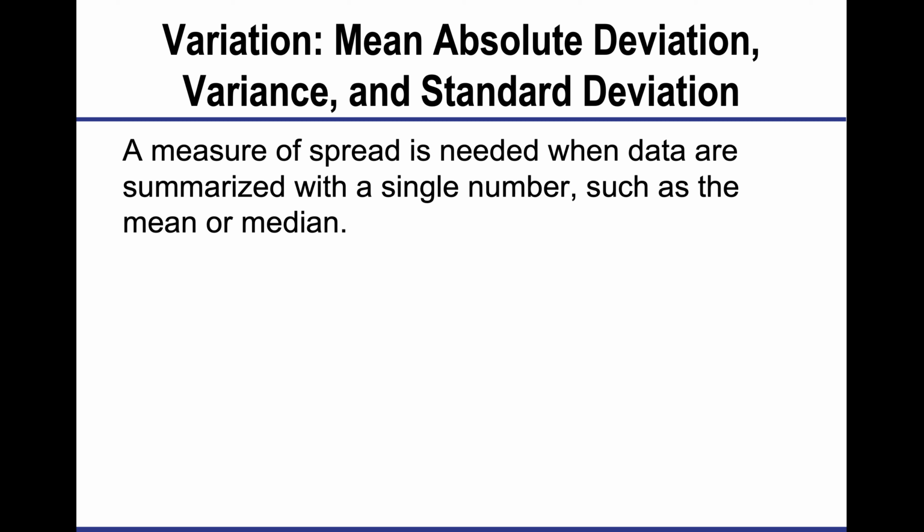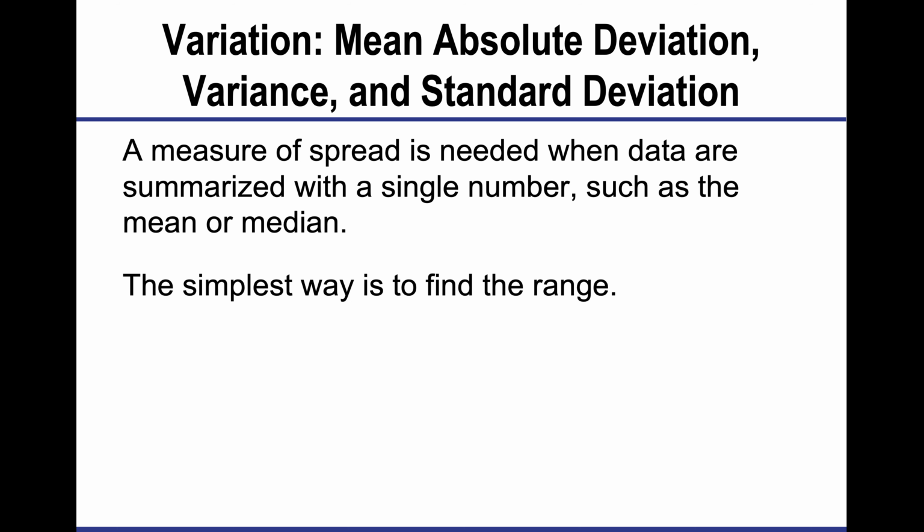Now we're going to move on to variations. We've had measures of center, measures of spread, and now we're going to look at variation. Variation is going to be an advanced idea to teach to your elementary students. So we're talking upper elementary here. This is the measure of spread that's needed when data is summarized with one value, such as the mean or the median. It has to be numeric data.